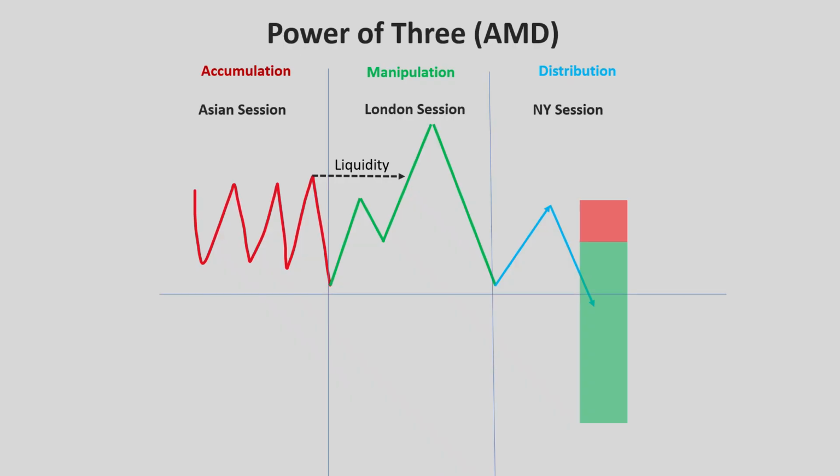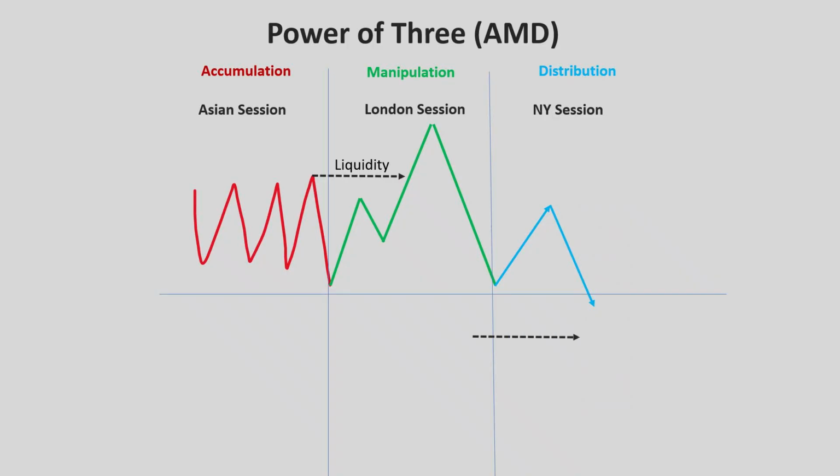You can often map these phases to the main trading sessions. Asian session accumulation, London session manipulation, New York session distribution. In other words, if the Asian session has been flat and ranging, you can usually expect the London session to run the manipulation phase, and then the New York session to deliver the true move.